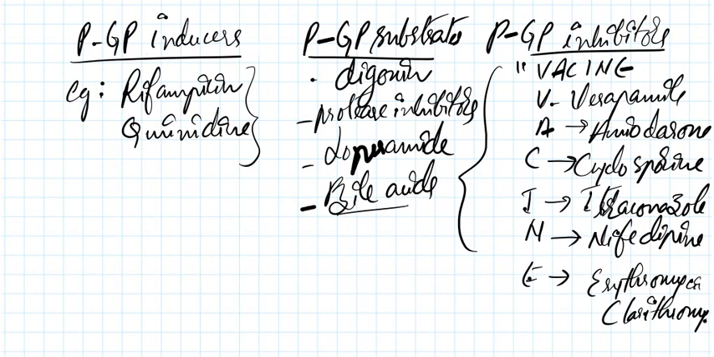For example, if these inducers were given with these substrates to a patient, obviously these inducers will cause drug failure of these substrates. If the inhibitors, verapamil, amiodarone, cyclosporin, itraconazole, nifedipine, erythromycin or clarithromycin, these are the PGP inhibitors, were given with these substrates, obviously these inhibitors will cause drug toxicity of these substrates. For example, if any of these 5 drugs is given with digoxin, obviously they cause digoxin toxicity.